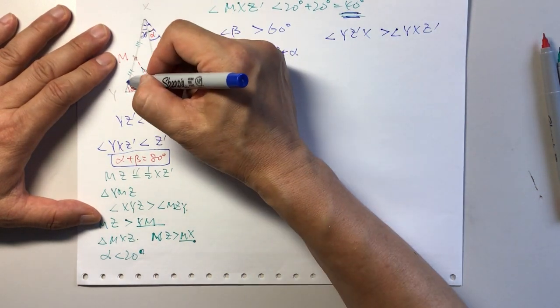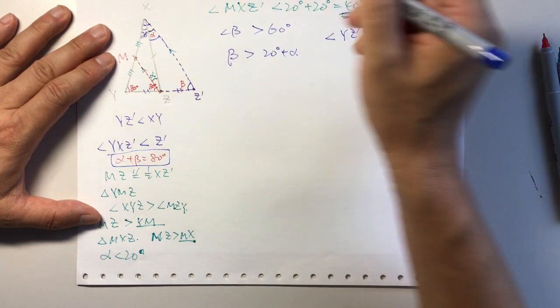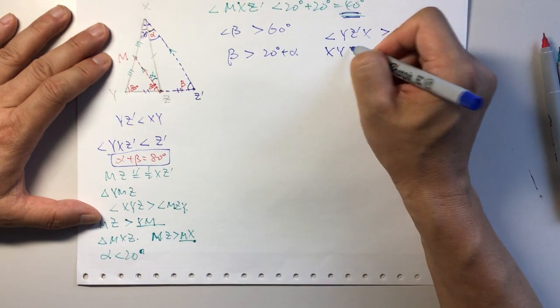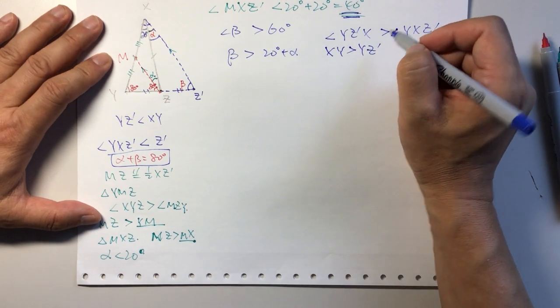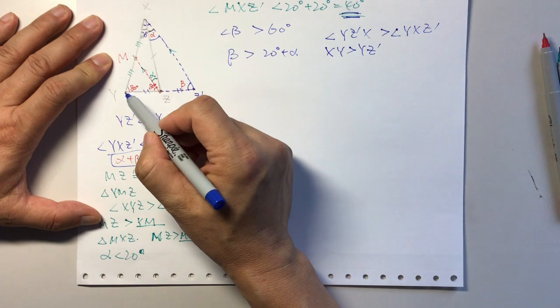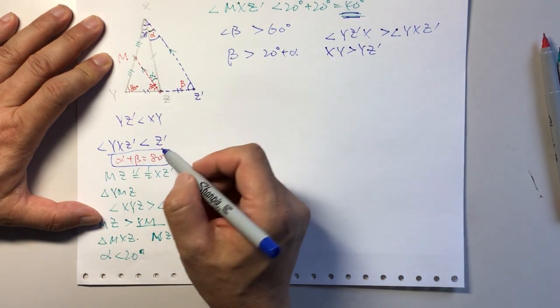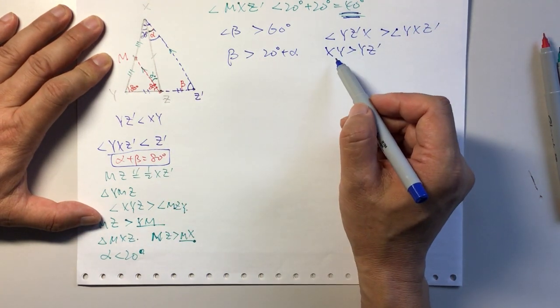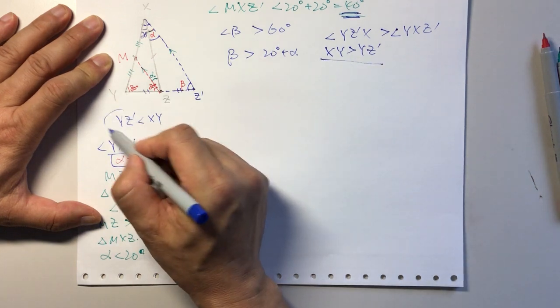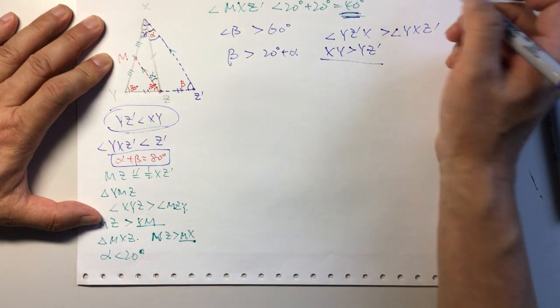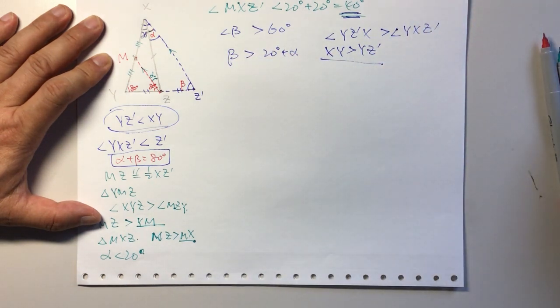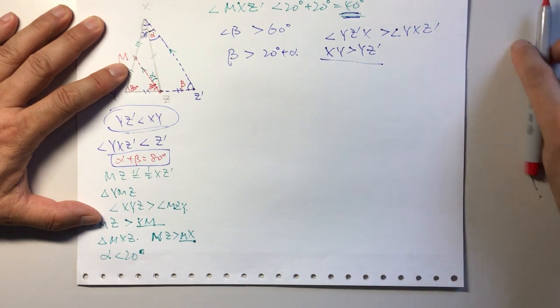This one is greater than this one. So it means XY is greater than YZ'. This side is greater than this side. Then that's what we want to prove. So the first part we have proved. Okay, let's go for the next part. Now, next part we need to prove this one.